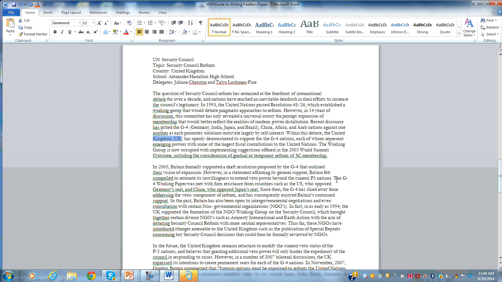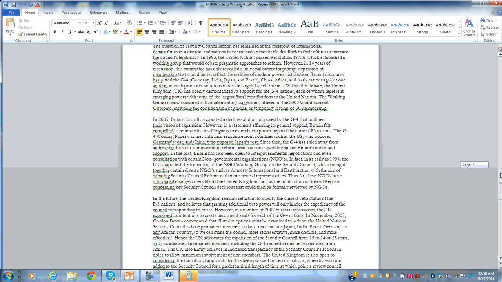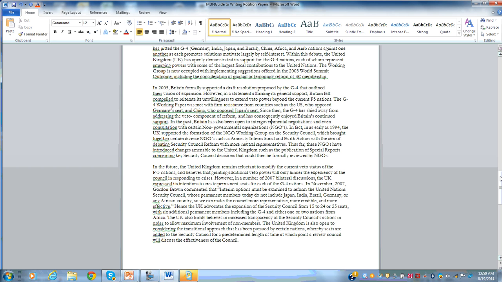Since then, the G4 has shied away from addressing the veto component of reform and has consequently enjoyed Britain's continued support. In the past, Britain has also been open to intergovernmental negotiations and even consultation with certain non-governmental organizations. So it's just saying in the past, Britain has been open to some of these different paths or courses of action. And then here's a specific detail that supports that.